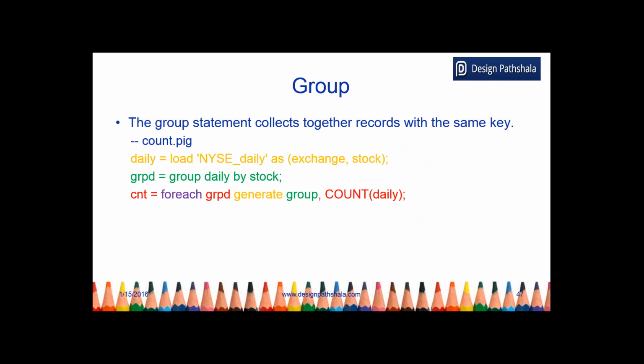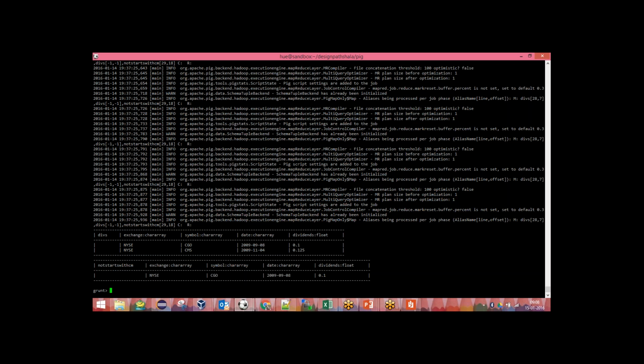Group. Okay, so group, just try to understand or digest this thoroughly. Group is basically a group of similar things based on the grouping criteria which you give it. I have loaded only two columns out of NYSE daily, and the rest it will just exclude. So I've loaded just two columns, exchange comma stock. Now I say group daily by stock, so similar stocks will be bucketed together. Let's look at this.